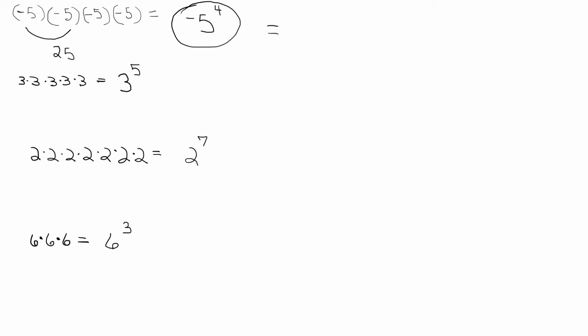Okay. Times, let's do the next two. -5 times -5 will give us another positive 25. So what will be our answer? 625. So that's what this here means. -5 to the 4th power equals 625.